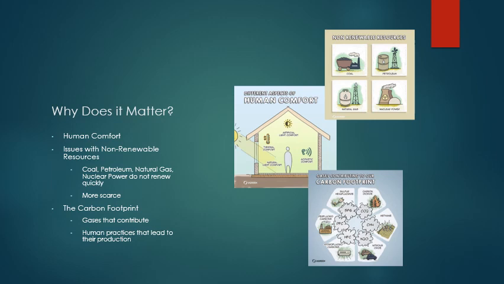The third thing to look at is the carbon footprint, what gases actually contribute to it, and what human practices lead to the emission of those gases. Burning of fossil fuels, deforestation, and wildfires lead to the emission of carbon dioxide. Agriculture, dump sites, and sanitary landfills lead to the emission of methane. Poor agricultural land management leads to the emission of nitrous oxide.